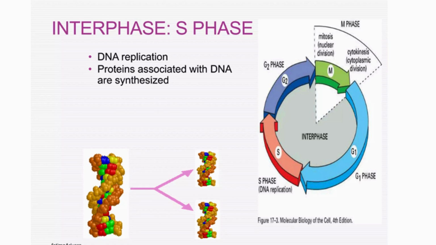Each chromosome is duplicated and consists of two identical sister chromatids joined at the centromere. In animal cells, the centrosome, which organizes the mitotic spindle, is also duplicated.